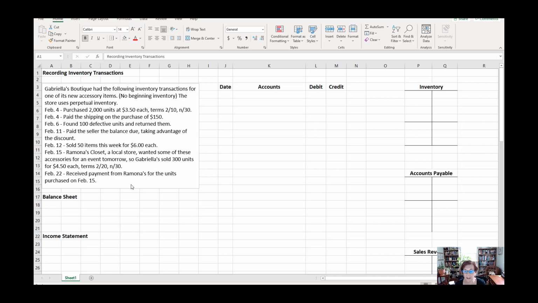So basically, a retailer is going to be buying and selling, right? In this example, we're only looking at the inventory transactions, so how they record the purchases of the inventory and the sales. All right, so let's take a look.